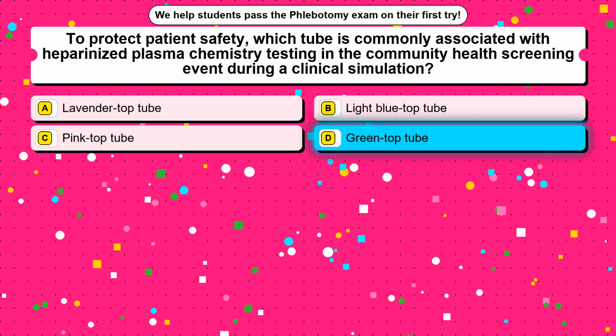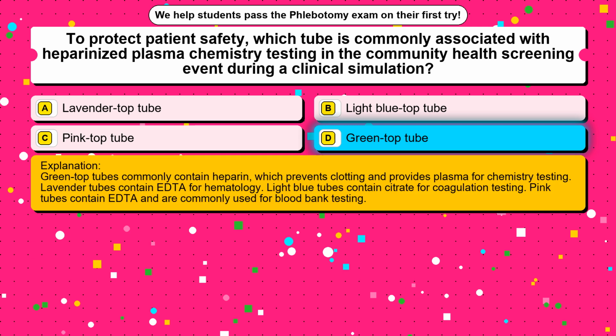Green top tube. Green top tubes commonly contain heparin, which prevents clotting and provides plasma for chemistry testing. Lavender tubes contain EDTA for hematology. Light blue tubes contain citrate for coagulation testing. Pink tubes contain EDTA and are commonly used for blood bank testing.